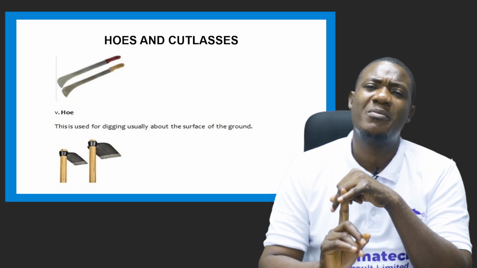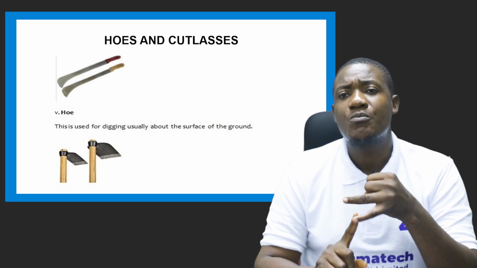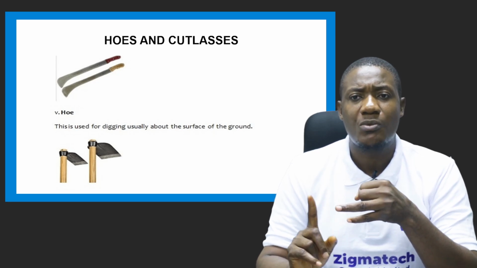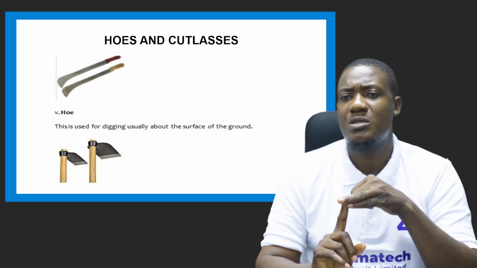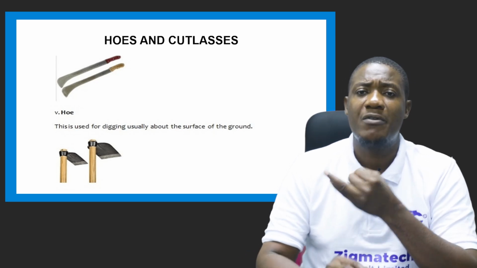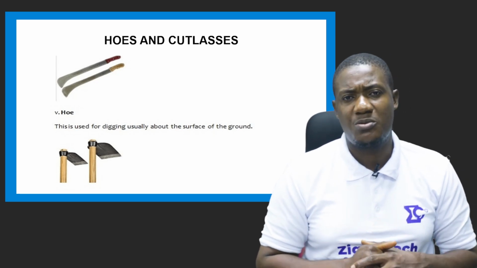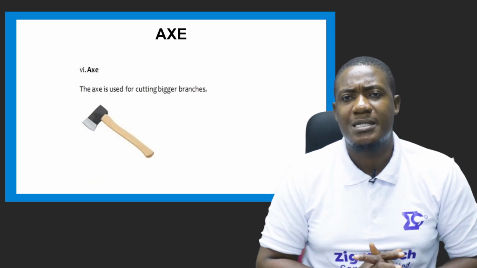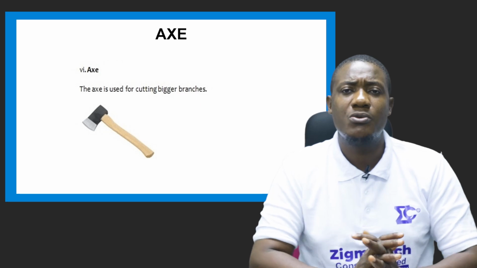So we are talking about different hand tools that we use for site preparation. We've mentioned the power saw, we've mentioned the cutlass, which are used for clearing grasses from the site. We've mentioned hoes, which we can use to dig, depending on the surface of the ground. If you have a very soft surface, a good textured soil, hoes can be used for such purposes. Then we also have an axe. An axe here is used for cutting bigger branches. Normally, that's what we use the axe for.